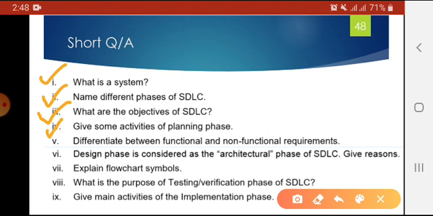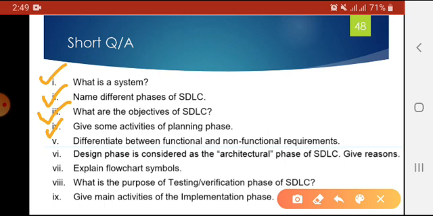Question number 4 is, give some activities of the planning phase. Here, during the planning phase, we perform various activities like risk management and acquisition. We have to perform change management as well to ensure what type of changes can be made in future. Then we can also perform project categorization. In this phase, the work breakdown structure and project schedule are also prepared, because we are in the planning phase, so we have to plan each and every aspect of the project, from budget to schedule as well.